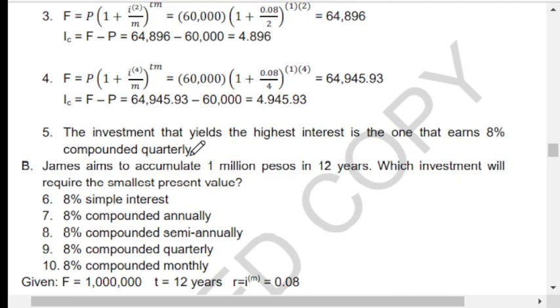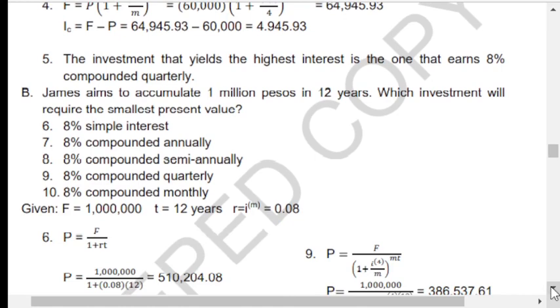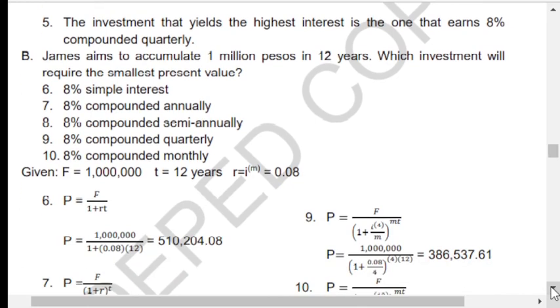So the one with more divisions, right? Okay, so James aims to accumulate 1 million pesos in 12 years. Which investment will require the smallest present value? So we have 8% simple interest, 8% compounded annually, 8% compounded semi-annually, 8% compounded quarterly, and 8% compounded monthly.